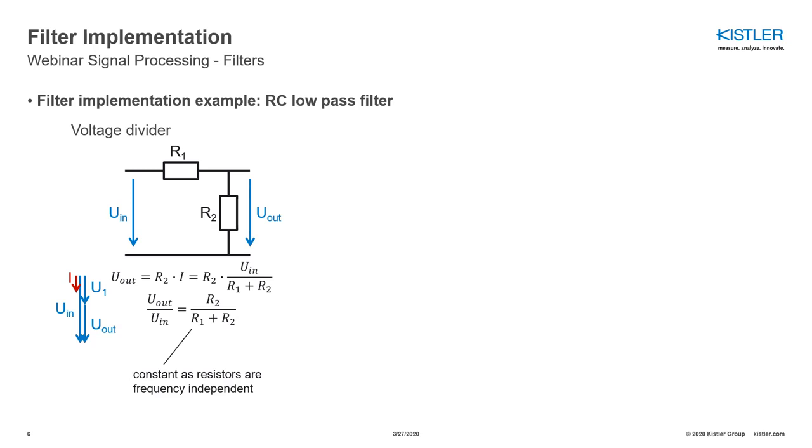Important to know is that the voltages are always proportional to the resistors. So U in is proportional to resistor R1 and R2, and U out is proportional to resistor R2. Since the resistors R1 and R2 are frequency independent, the output voltage U out is not changing when I'm changing the frequency of the input voltage U in. But if I want to build a filter, I somehow need to be able to make the output voltage frequency dependent. So how can I do this?